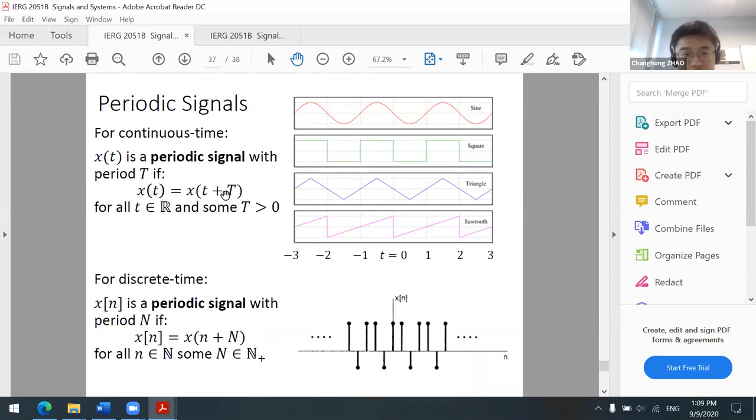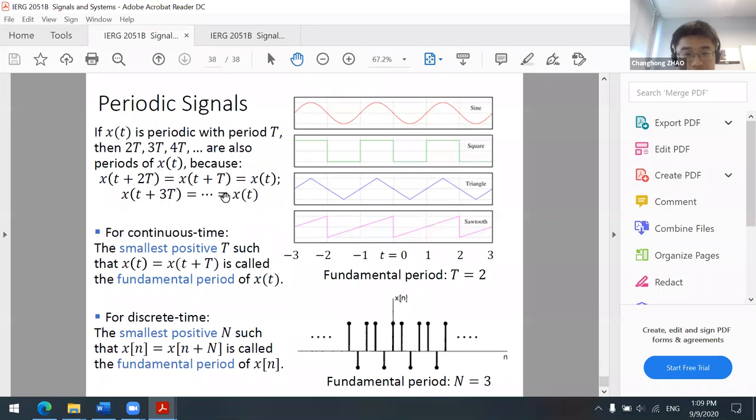So if we have a negative number capital T, in this case capital T equals minus 2, it is still a valid statement. But for our convenience, we always define the period to be a positive number. In other words, we restrict ourselves to positive T and N because it's just a convention. We always want to have a positive period.